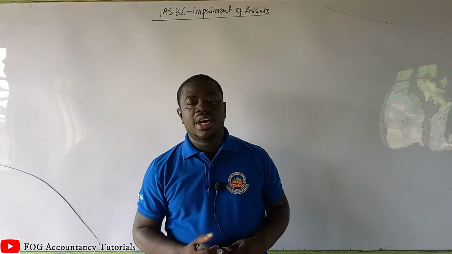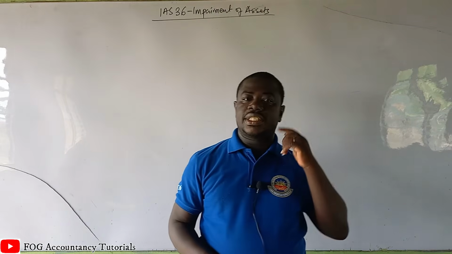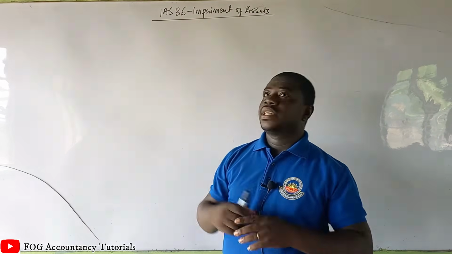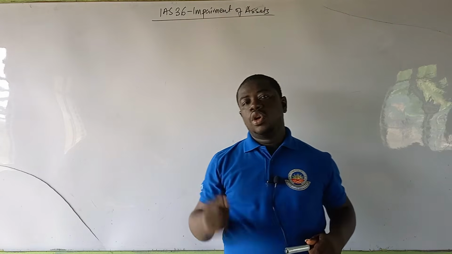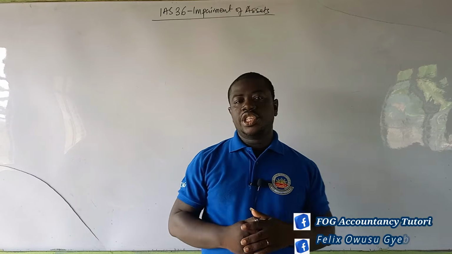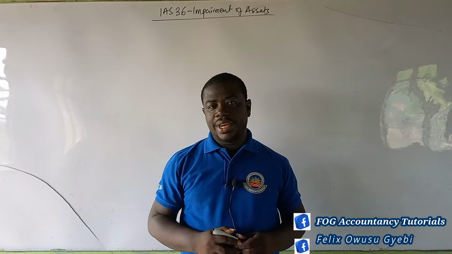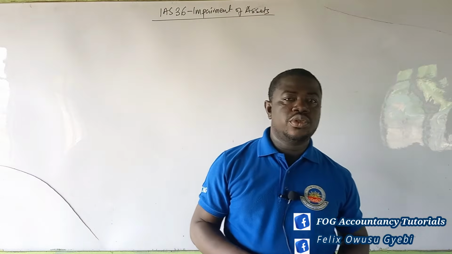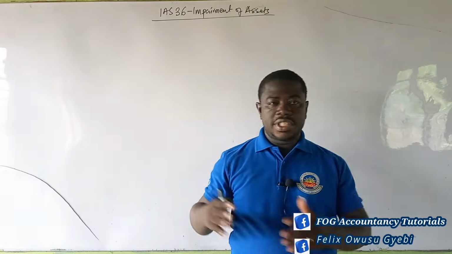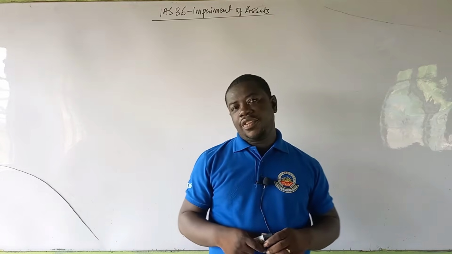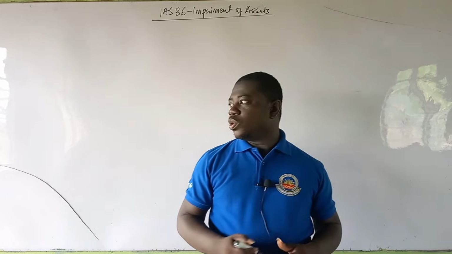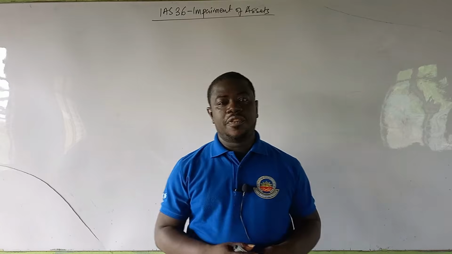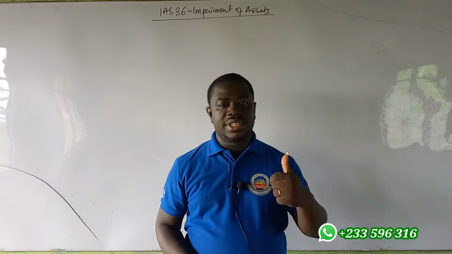Today we are going to continue our lesson on impairment of assets, IAS 36. And then we are going to look at allocation of impairment loss to non-current assets. And then also we are going to solve a question that involves discounting in order to arrive at the value in use.